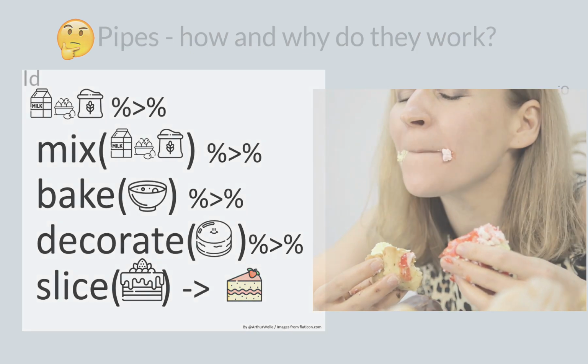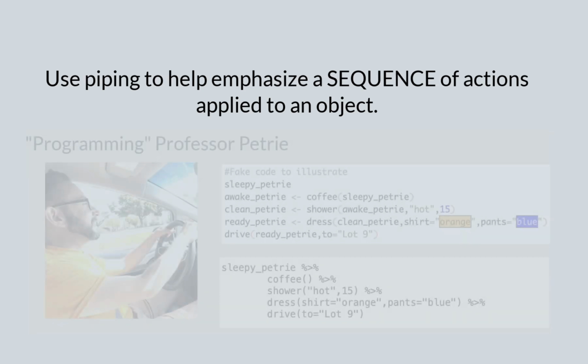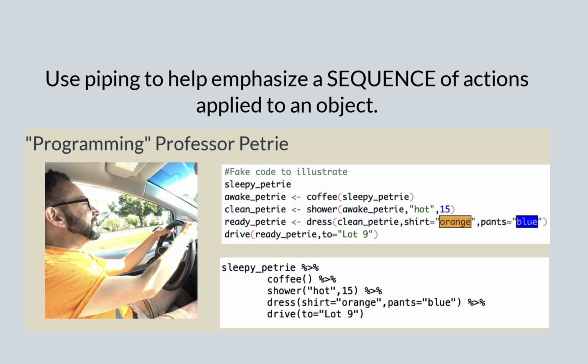So when we want to write our code to emphasize a sequence of actions, rather than the object the actions are being performed on, piping is going to be the way to go. When we look at the code taking me from Sleepy Petrie to Professor Petrie, the code really isn't about me or the intermediate me's that are being produced along the way. Rather, it's about the sequence of functions that are applied to me as I get ready. Sleepy Petrie, pipe coffee, pipe shower, pipe dress, pipe drive. It's about this sequence of operations that takes me from waking up to being ready to teach.